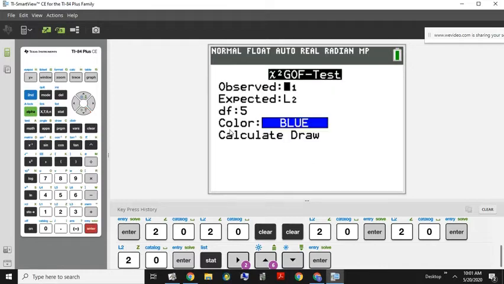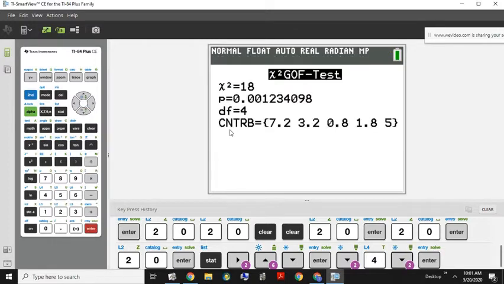So go into it. And all you have to do is say, my observed is in list 1, my expected is in list 2, and my degrees of freedom was 4. I had 5 categories. 5 minus 1 is 4. Hit calculate. And we have several things. There's our test value. There's our p-value.